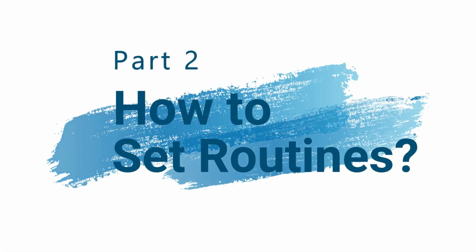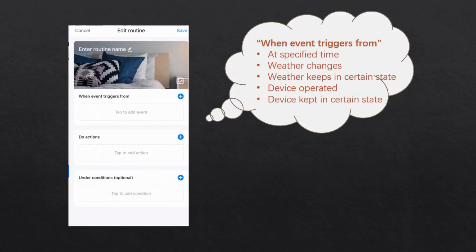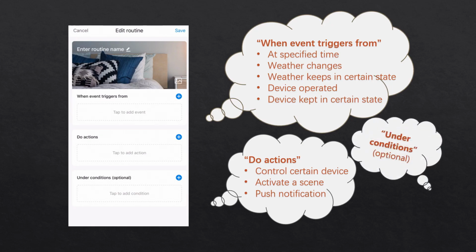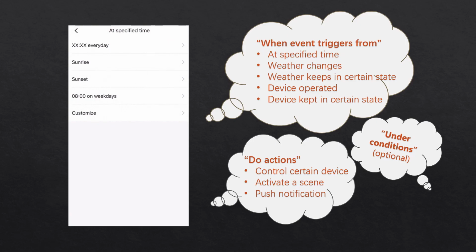Part 2. How to set routines. To set routines, open BroadLink app and tap routines at the bottom to switch to the setting page. Then tap add button to create a new routine. First let's tap when event triggers from. You'll see 5 options. At specified time. Triggers the routine at a specific time on specific days. Also, you can customize a time you need.